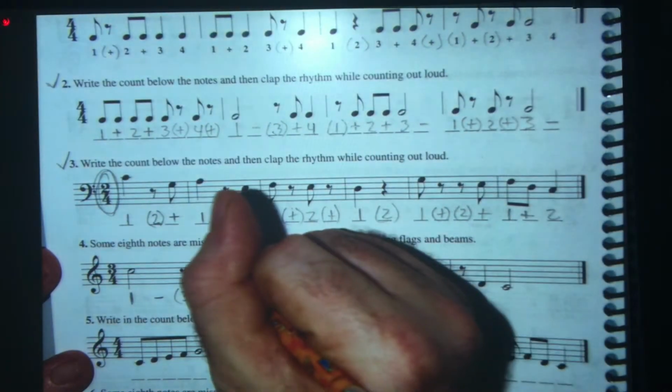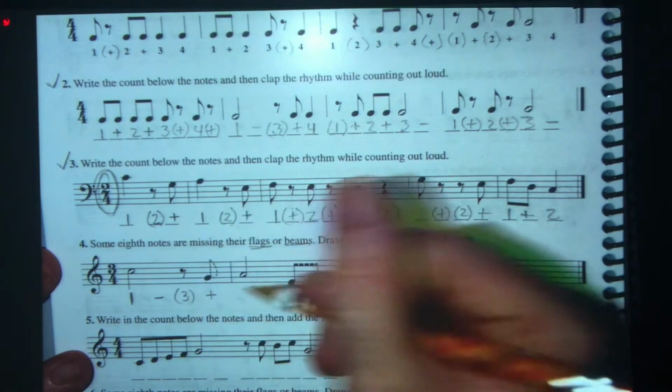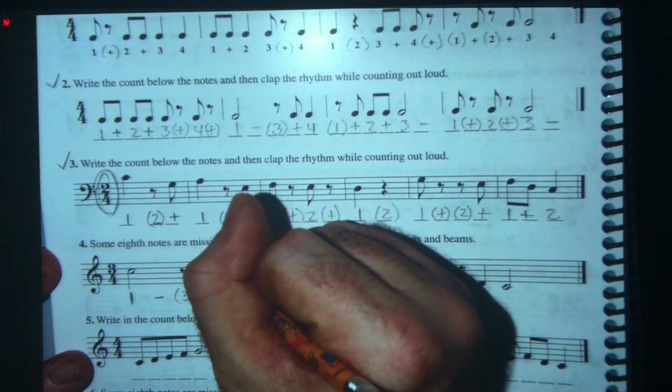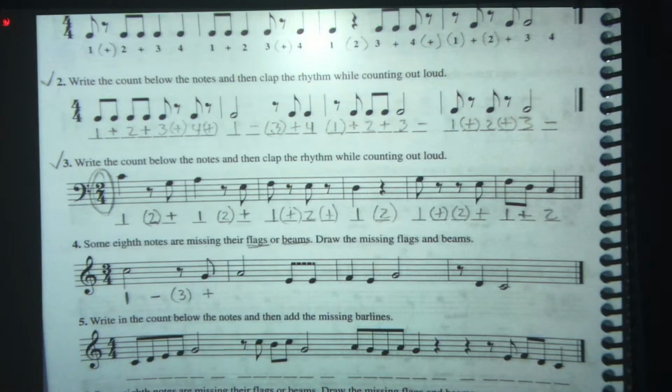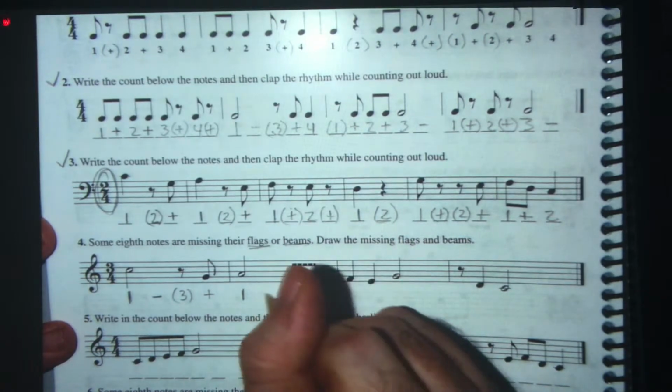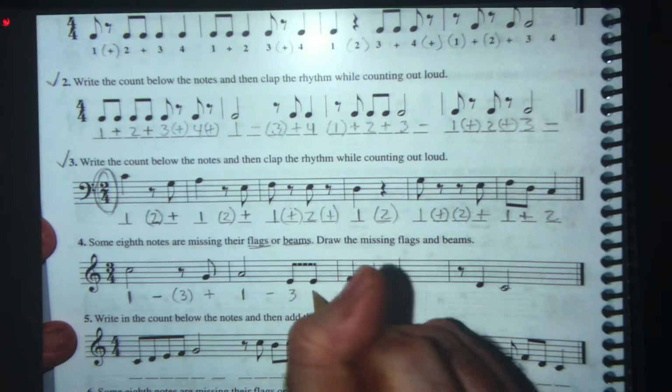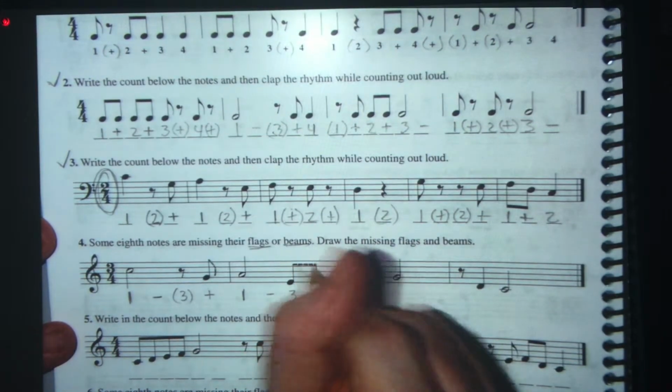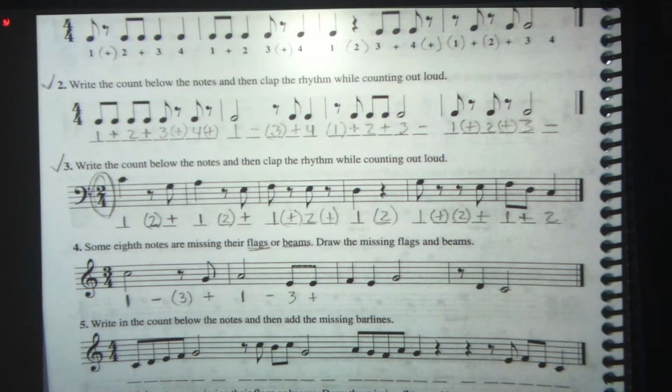So to complete it, we've got to add a flag. That's going to be a note sound. Okay. Second measure, and they gave you both here. This would be 1, 2, 3, and. So we need to add our beam. Okay.